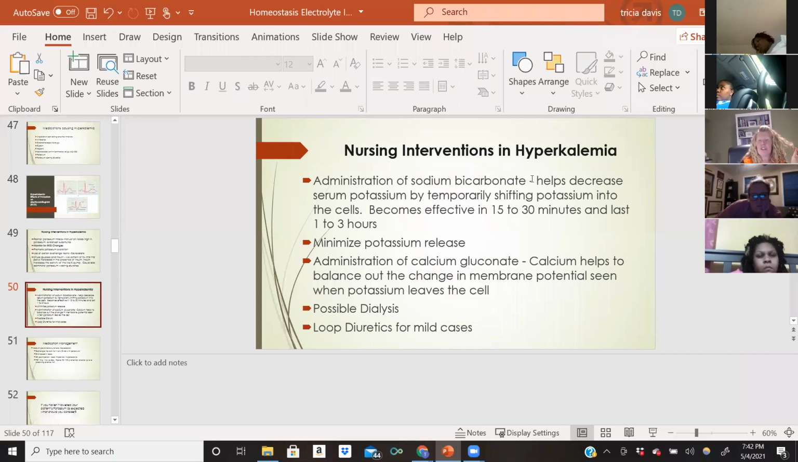We want to administer, we can minimize the amount of potassium that's released from our body. We talked about the calcium gluconate. This helps, calcium will help balance out the change in the membrane potential that is seen when the potassium leaves. So you'll see that sometimes we give the potassium and the calcium gluconate together, because when we pull that potassium out, it can cause a change in that membrane. So the calcium helps balance out that change. Sometimes patients will have to go into dialysis. If their kidneys aren't working, then we have to do it for them. And then again, those loop diuretics for mild cases.